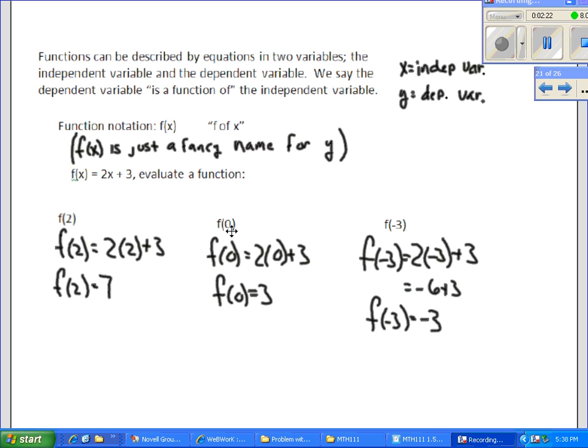f of 0, we're letting x equal 0. So we replace the x with 0, simplify, and get the output. So it's just a nice compact shorthand notation. Here's the input, here's the output. Here's an input of 0, an output of 3, an input of -3, an output of -3.